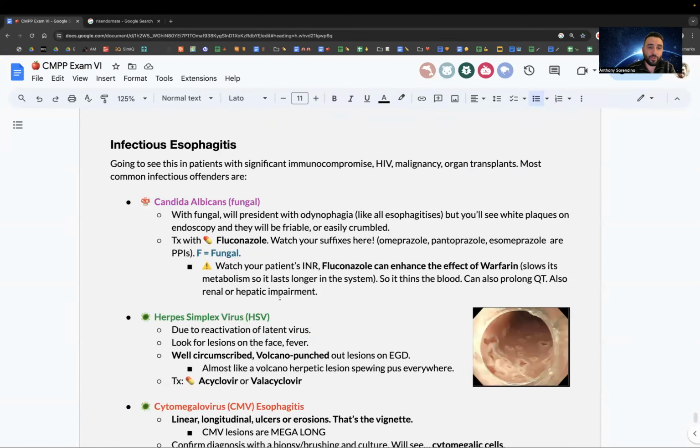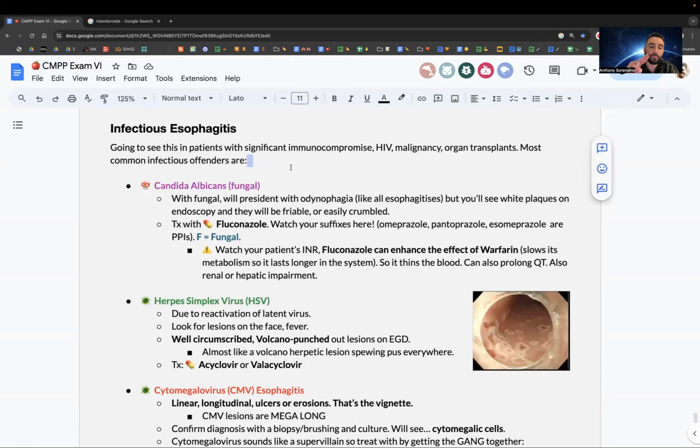Okay, infectious esophagitis. We're going to see these in patients with significant immunocompromise: HIV, malignancy, organ transplants, all the usual stuff for immunocompromised patients. The two common offenders here are Candida albicans, which is fungal, and herpes simplex virus. You also have cytomegalovirus as well, but I believe that's less common. So let's go through all three of these.